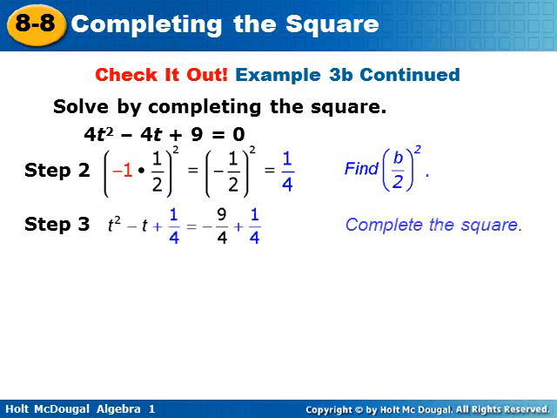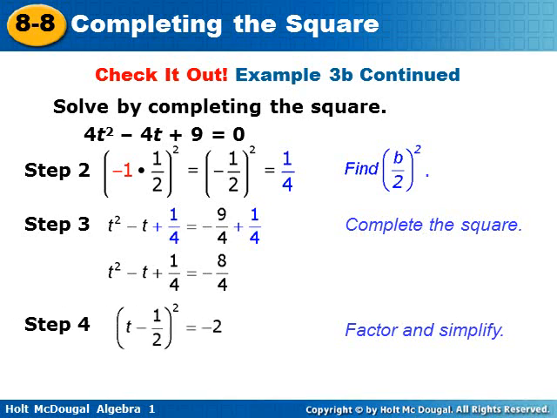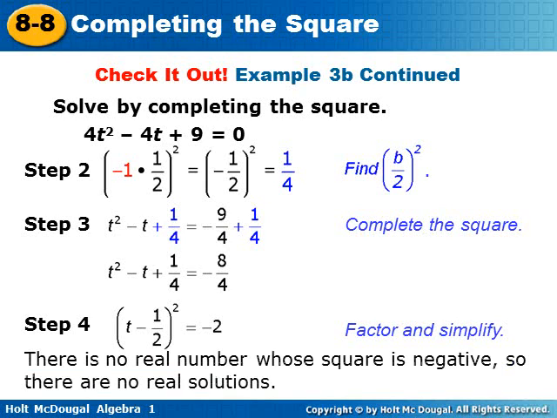So we get t squared minus t plus 1/4, and that's going to form a perfect square trinomial. And then on the right-hand side, we get negative 9/4 plus 1/4. So when we combine negative 9/4 and 1/4, we get negative 8/4. Now we're going to factor and simplify. On the left-hand side, we have t minus 1/2 squared, and on the right-hand side, negative 8/4 becomes negative 2. When we take the square root of both sides, we're trying to take the square root of negative 2, and there are no real numbers whose square is negative, so there are no real solutions.